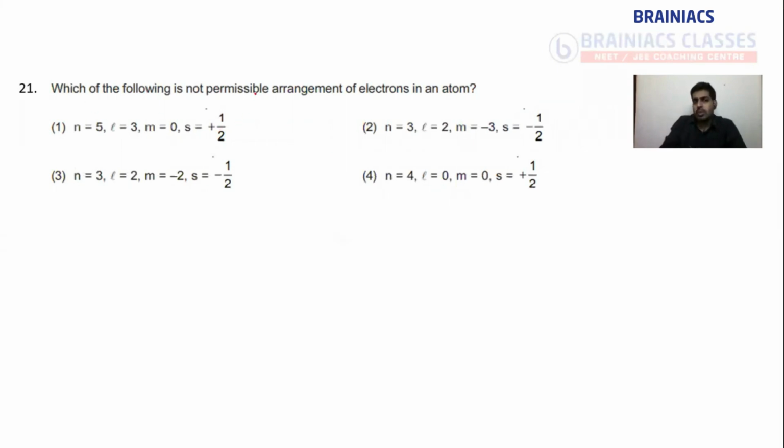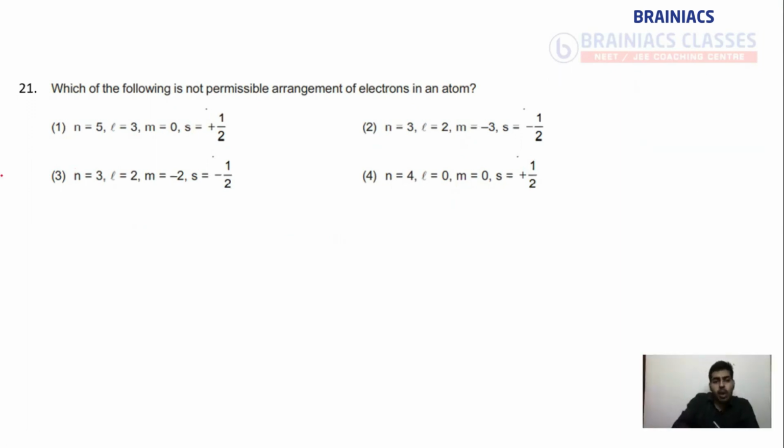Which of the following is not a permissible arrangement of an electron in an atom? Right, so here in option 1, n is equal to 5. Now, what is the equation to calculate the l value? l is equal to 0 to n minus 1. And what is the equation to calculate the ml value? ml value is equal to minus l to plus l.